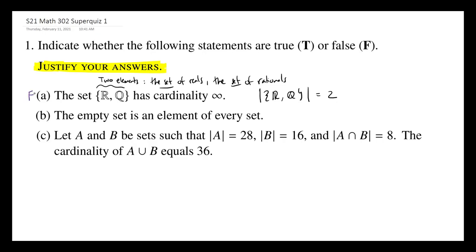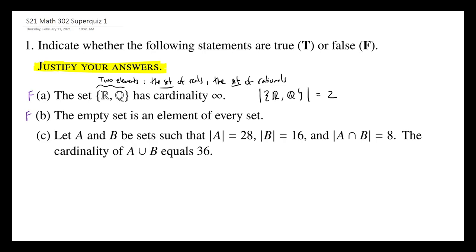All right, let's look at this second one. The empty set is an element of every set. Well, we just saw a set that has two elements, the reals and the rationals, and neither of those two elements is the empty set. That suggests that the answer to this should be false, and of course that's correct. It is false. What would have made this true?